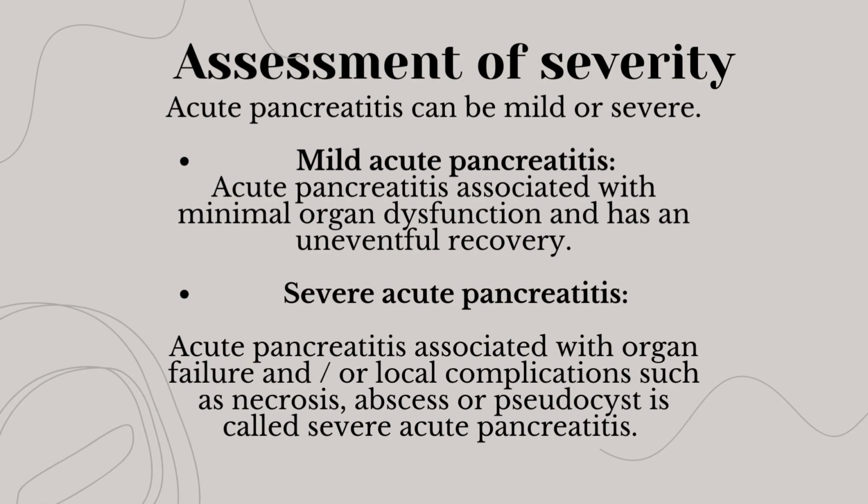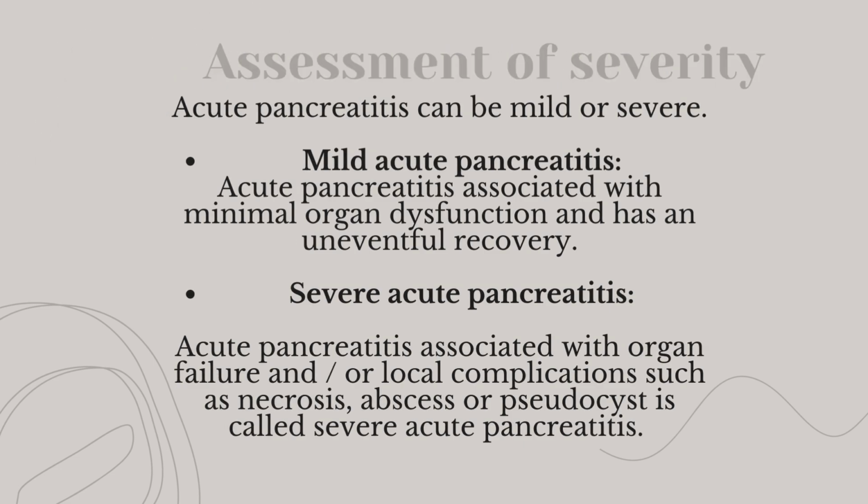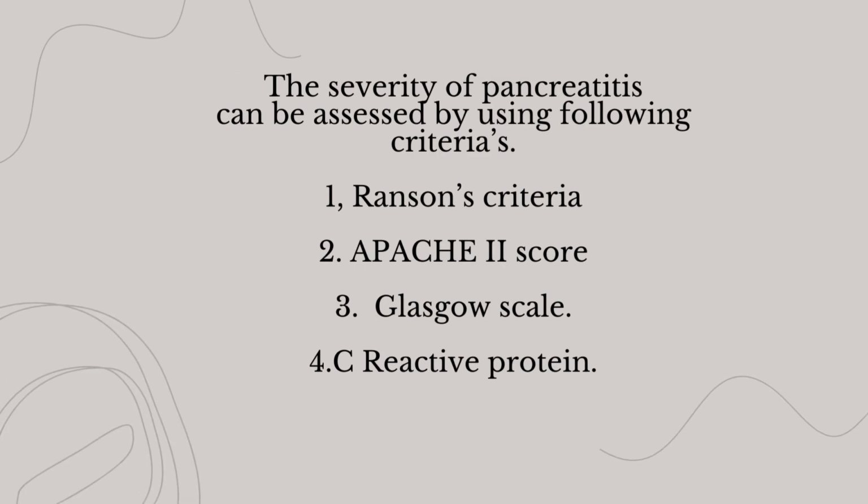Acute pancreatitis can be mild or severe. Mild acute pancreatitis is acute pancreatitis associated with minimal organ dysfunction and an uneventful recovery. Severe acute pancreatitis is acute pancreatitis associated with organ failure and/or local complications such as necrosis, abscess, or pseudocyst. The severity of pancreatitis can be assessed by using the following criteria. Number 1, Ranson's criteria. Number 2, APACHE II score. Number 3, Glasgow scale. Number 4, C-reactive protein.